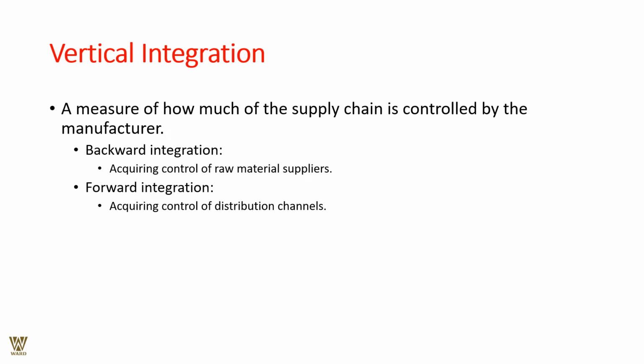Vertical integration: a measure of how much of a supply chain is controlled by manufacturers. We are talking about backward integration. That means we are moving backward in our operation and getting closer to our raw material, probably acquiring raw material sources altogether by ourselves, not depending on a third party or a vendor to provide us with the raw material. Or it can be a forward integration. In this case, acquiring control of the distribution channel.